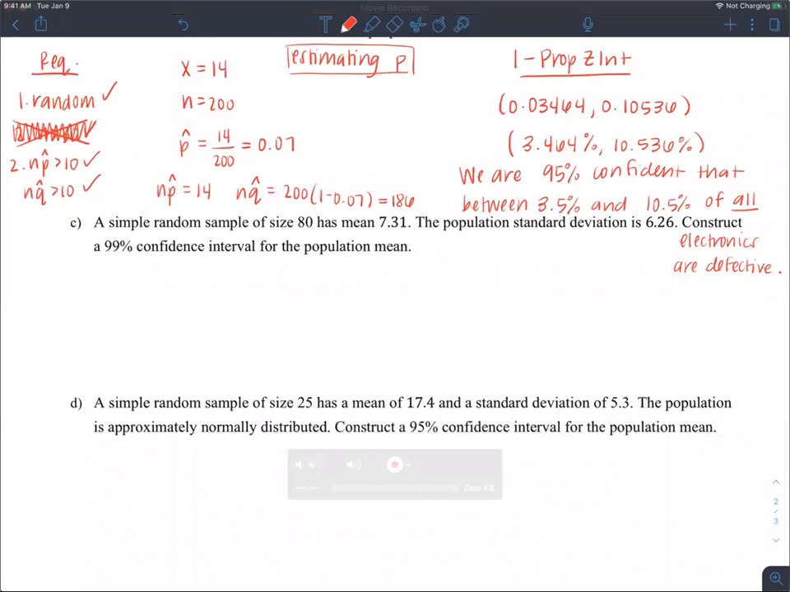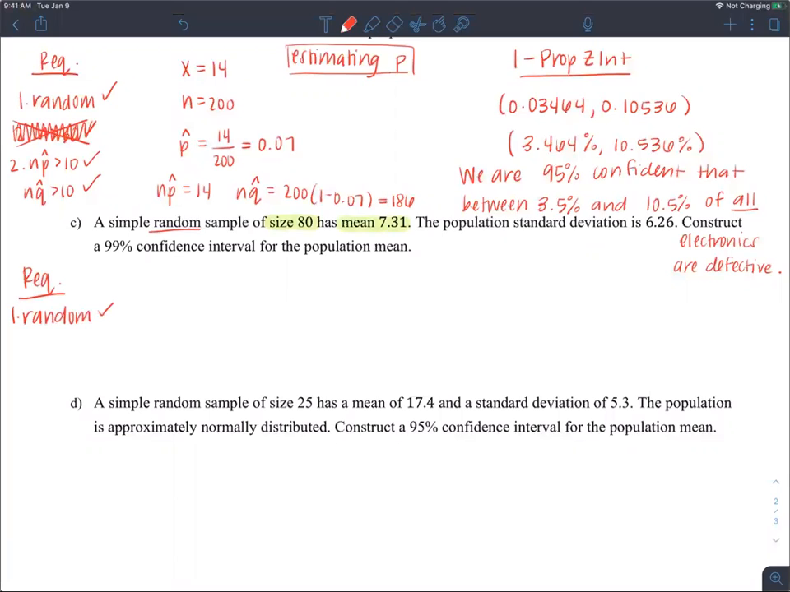All right, so in this example, we're told that a simple random sample, so requirements, regardless of if it's a proportion or a mean, the first requirement is to check and make sure that it's random, right? So we already know that that one's satisfied. It has a size of 80 and mean 7.31.